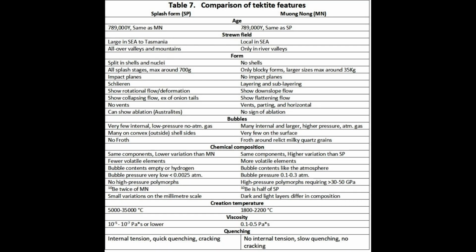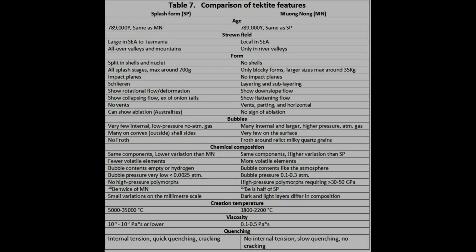The impact created 2 distinct tektites, splash-form and muong-nong tektites. Apart from their ages, they differ in more than 20 parameters. This indicates that their creation was very different. The splash forms were probably created by a fluid ejecta in the excavation stages, while the muong-nong tektites were heated on the ground by hot ejecta.